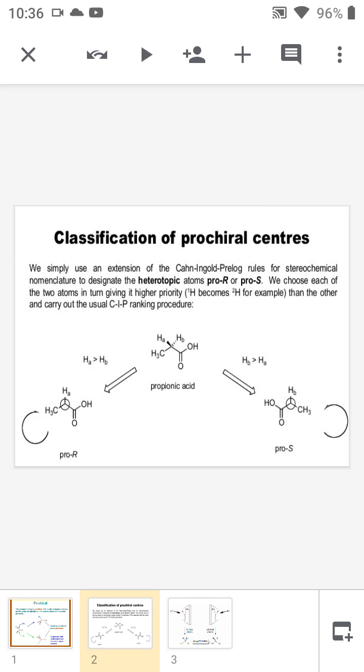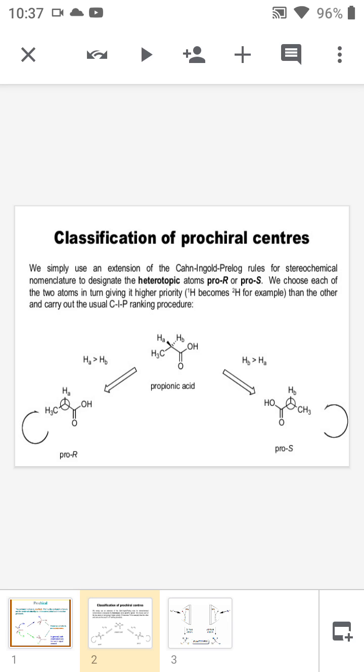Now we are discussing two important terms, that is pro-R and pro-S. As we discussed earlier, we can convert a prochiral center into a chiral center. If a nucleophile attacks the top of the face, and we assign the product of this reaction using the Cahn-Ingold-Prelog rule, then if the configuration of the result is R, we call the starting material pro-R.